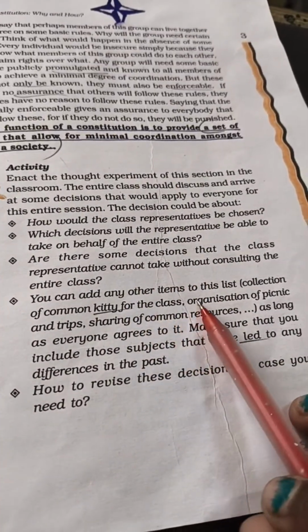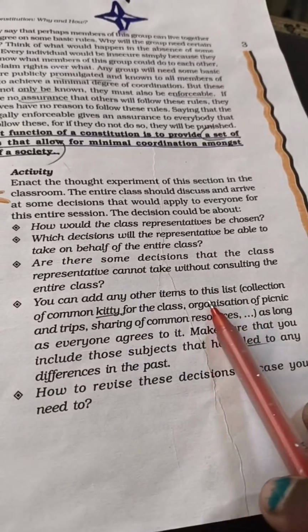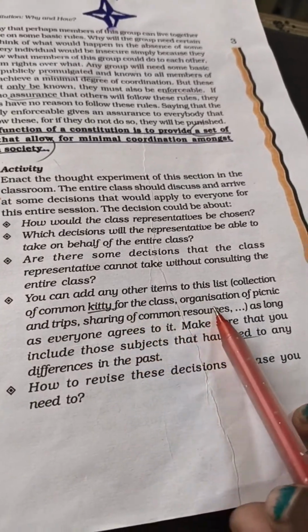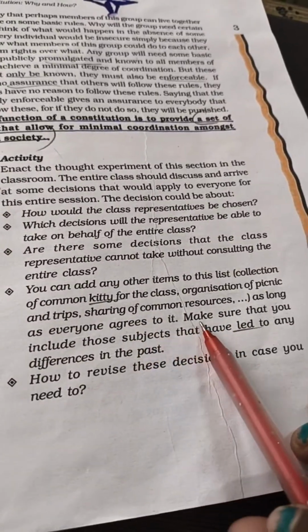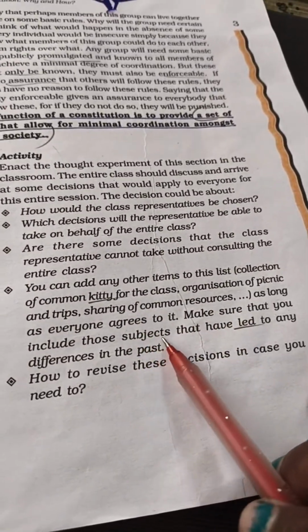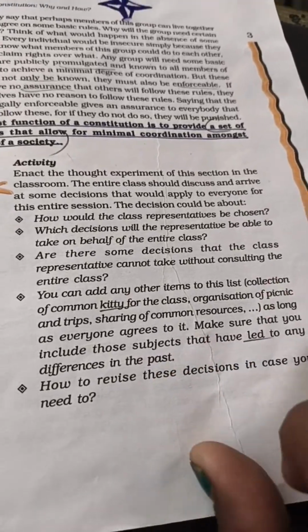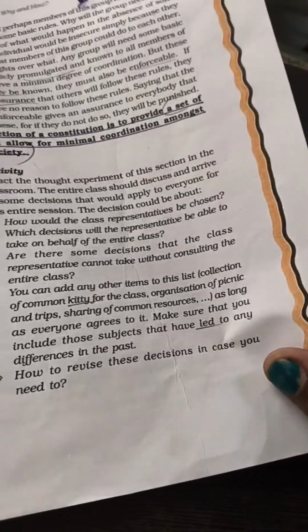You can add any other items to this list, or a collection of a common kitty for the class, organization of picnics and trips, sharing of common resources, as long as everyone agrees to it. Make sure that you include those subjects that have led to any differences in the past. And how to revise these decisions in case you need to.